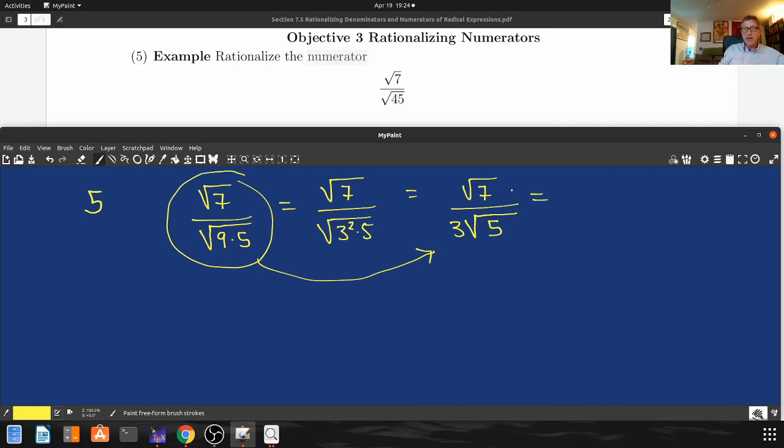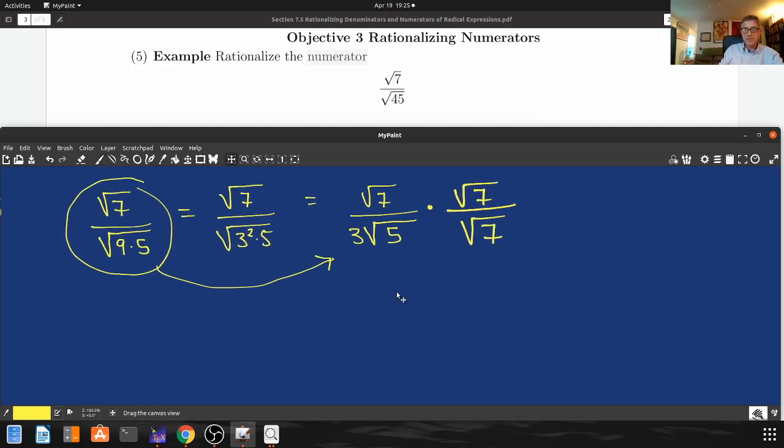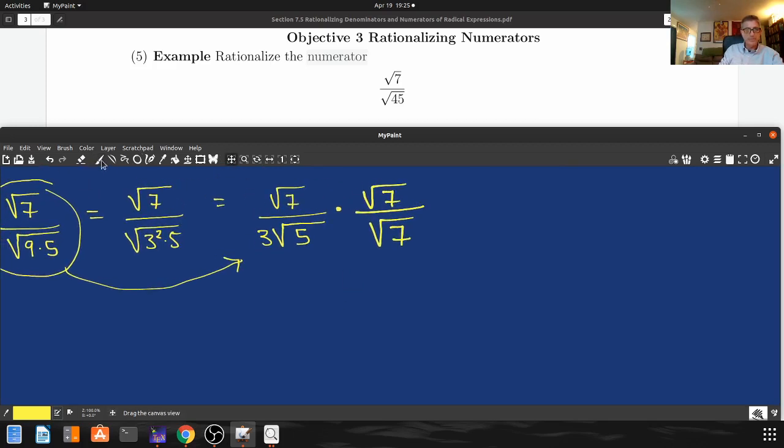But now I want to rationalize the numerator. So I don't want to put an equals there. I want to transform it by multiplying it by 1 in disguise. What I have to do is now choose the numerator first. And that's going to be the square root of 7 times the square root of 7. Let's give me some room over here. So that's equal to the square root of 7 times the square root of 7 is 7.